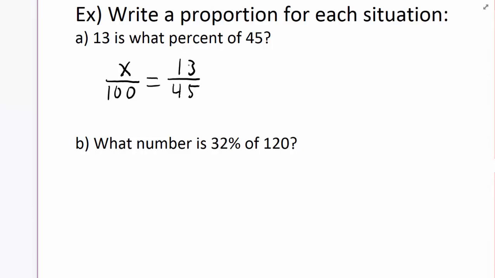Letter B. What number is 32% of 120? First, we'll set up our proportion. This is a percent problem. Percent means per 100 again, so we put 100 in the denominator. This time we do know the percent. 32% is the same as 32 over 100. 120 is the total because we're wondering what number is 32% of 120. So this time what we don't know is what part of 120 we are looking for.